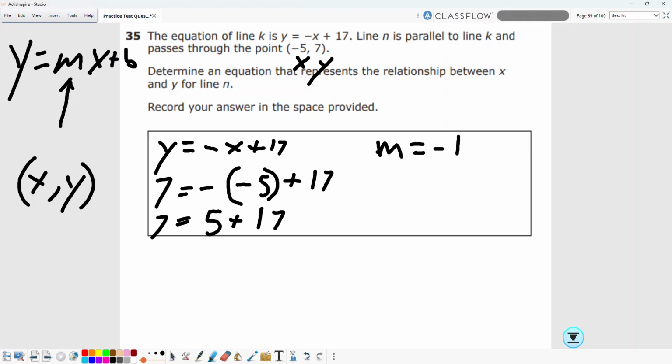So what we really need to make the second line is the y-intercept. Well, that's what the 17 stands for. The 17 would be the y-intercept. So let's just change that to b. All right? And here we have 5. So if we want to solve for b, we can solve by moving the 5 from the right to the left.